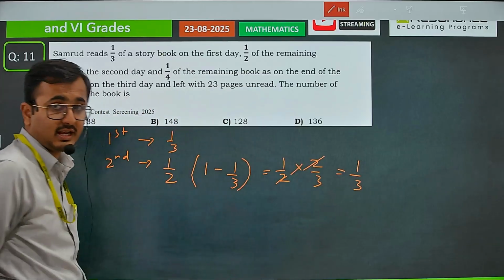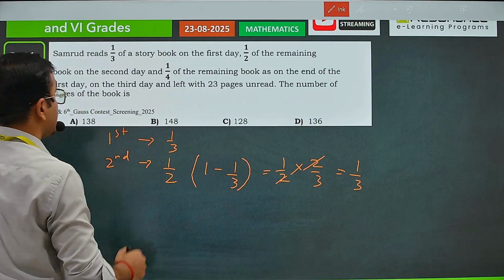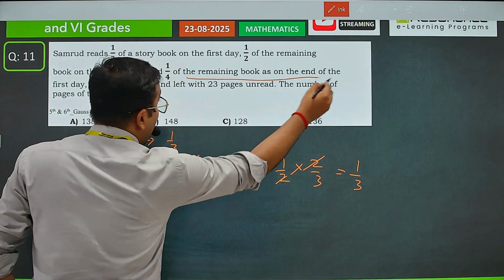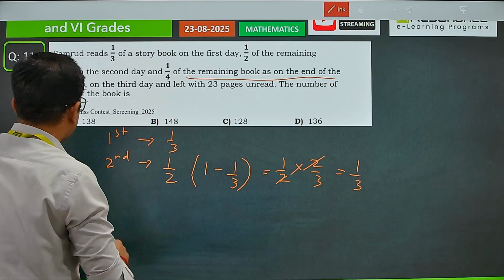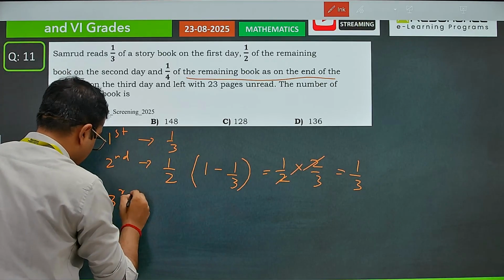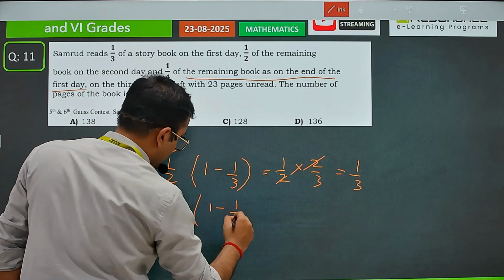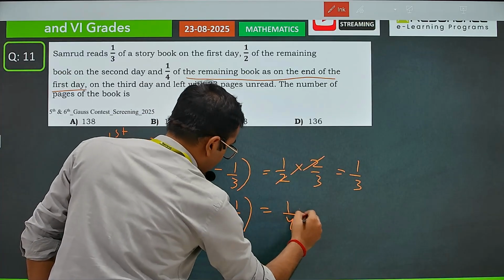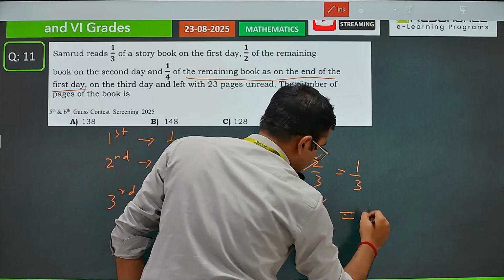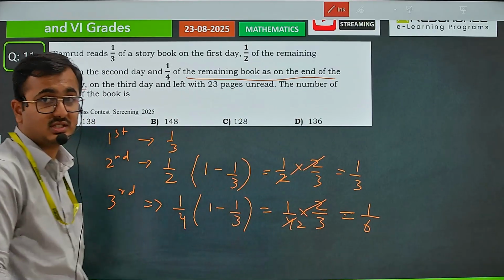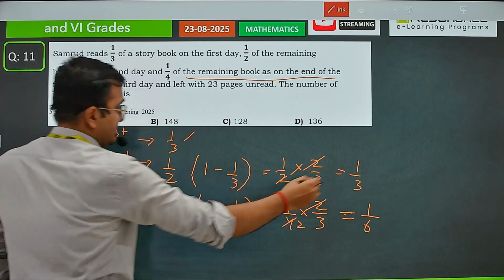This is the second day's job. Now for the third day, please keep in mind, it is 1/4 of the remaining as at the end of the first day. Generally they give out the second day, but no. So 1/4 of the remaining, that is 1 by 3, 1 by 4 into 2 by 3, that gives us 1 by 6. Done. So this is my first day, second day, and third day.